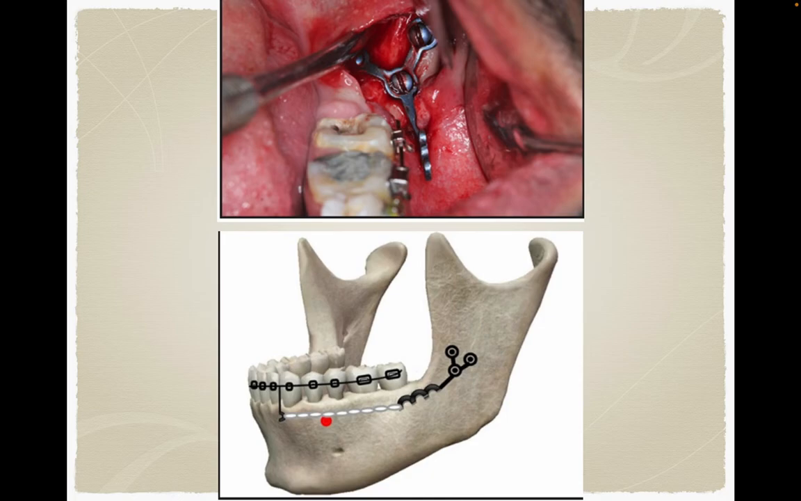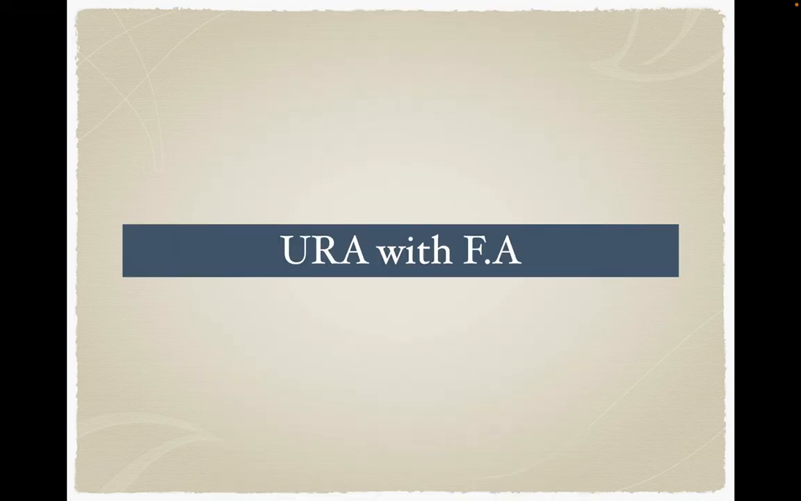The third option is to do distalization, and actually the people who are good at this one are Asian. They do a lot of TADs in the buccal shelf, and then they retract the whole labial segment posteriorly. We have another method in which, instead of TADs, you're using plates, and the reason to use plates is that they are more stable, and then you attach these plates to a hook attached to the archwire, which will result in distalization of the whole buccal segment.